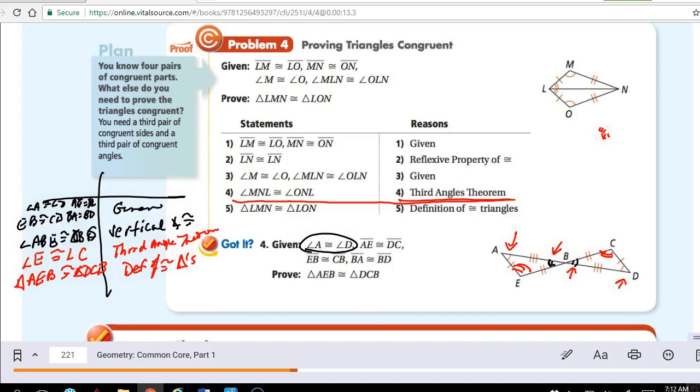Now, as time goes by, we will show you a few shortcuts, so that you don't have to know all 6 parts, because mathematicians have found that if you know 3 of those 6 parts, you can prove triangles are congruent. We'll get into that in some of the other sections, but I hope this part was helpful.